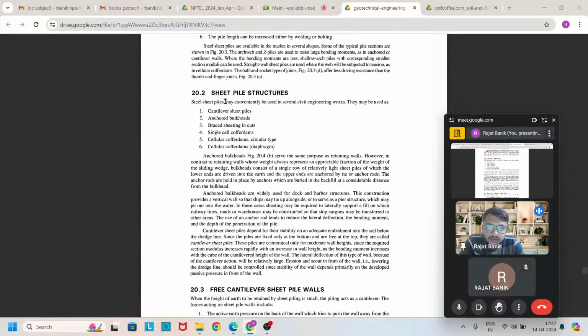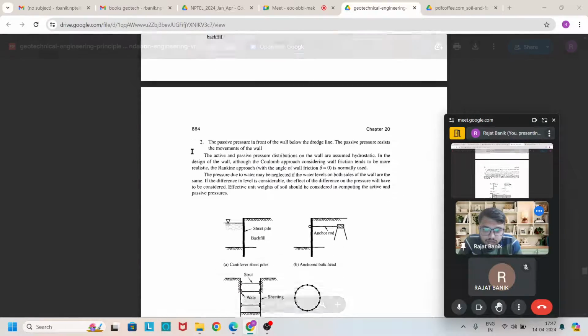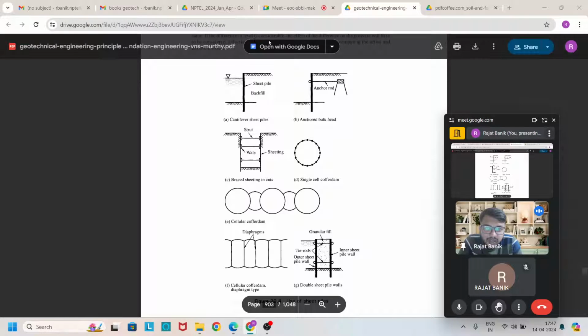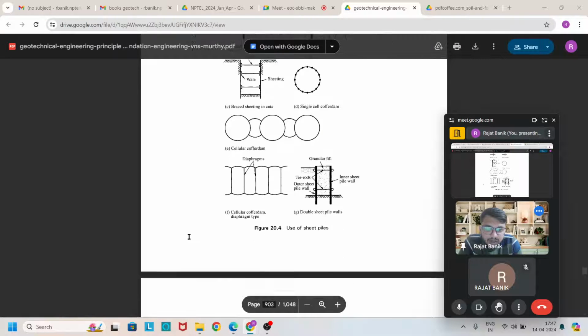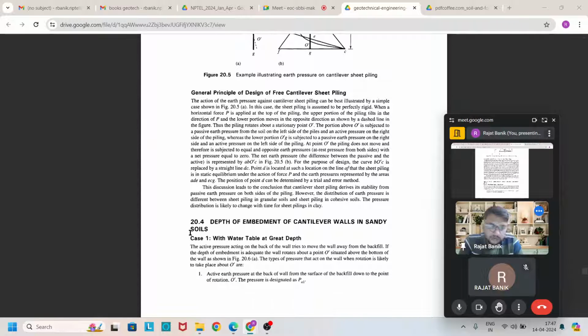Then there are different types of sheet pile: anchored cantilever sheet pile, anchored bulkhead sheet pile, braced sheet piling in cuts, single cell cofferdam sheet pile, cellular cofferdam circular type, cellular cofferdam diaphragm. Now these are the different arrangements or types of the sheet pile. In this figure, we can go through it.